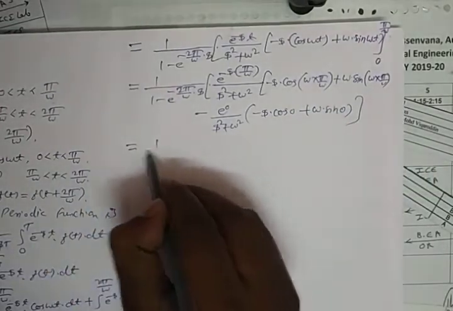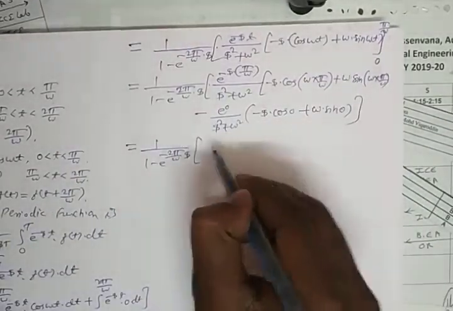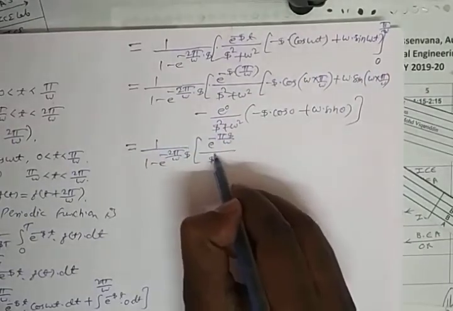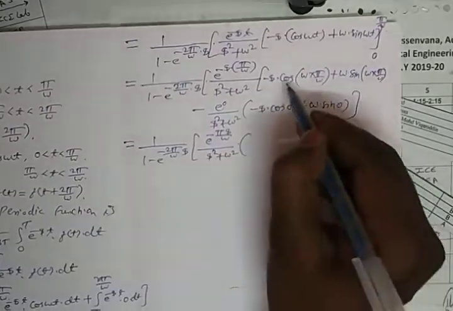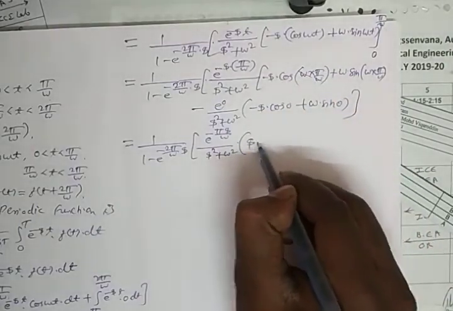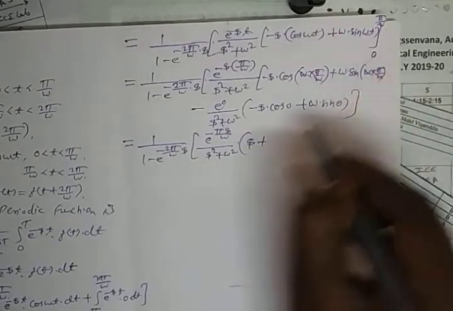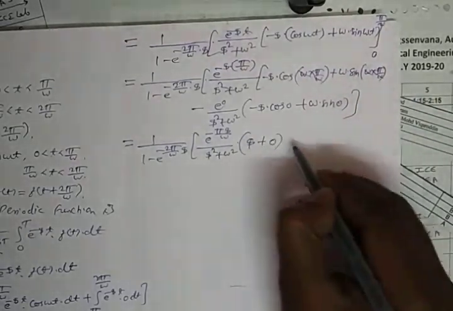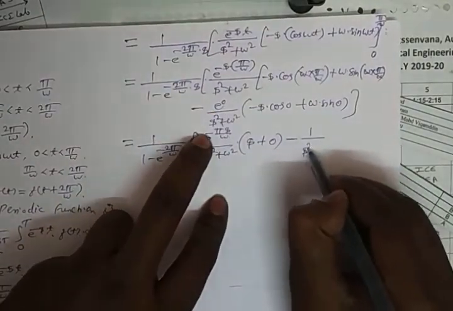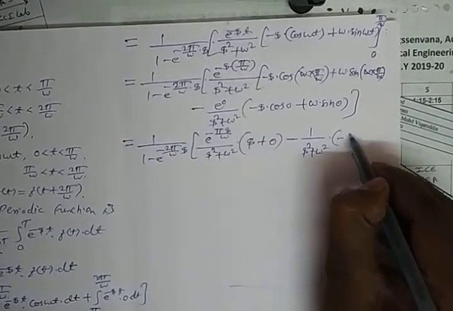Now that is equal to 1 upon 1 minus e raised to minus 2 pi by omega into s in bracket, e raised to minus pi s by omega upon a square plus omega square in bracket. This omega gets cancelled. Cos pi is minus 1, so minus plus s, plus this omega cancels, this sin pi will be 0, so this will be 0, okay, minus e raised to 0 is 1 upon a square plus omega square in bracket, cos 0 is 1, so therefore this will be minus s and this will be 0, bracket close.